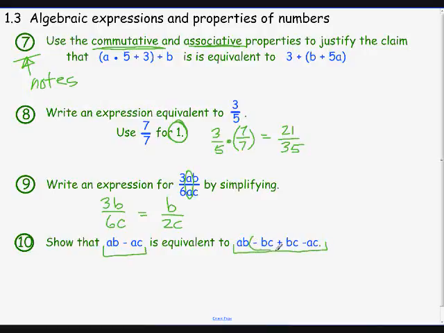Show that this is equivalent to this. Well, the only difference I see are these two middle terms. And what do we know about these? These equal 0. And what do we know about adding 0 to anything? That's the additive identity. It doesn't change its value.